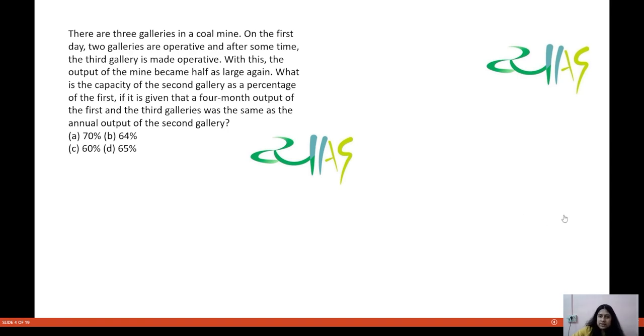Now look at this question. What this is saying: there are three galleries in a coal mine. On the first day, two galleries are operative, and after some time, the third gallery is made operative. With this, the output of the mine became half as large again. What is the capacity of the second gallery as a percentage of the first if it is given that a 4-month output of the first and third gallery was the same as the annual output of the second gallery?